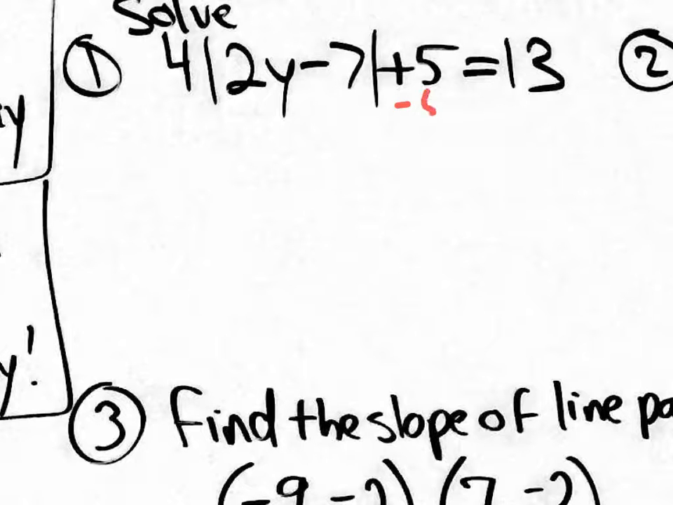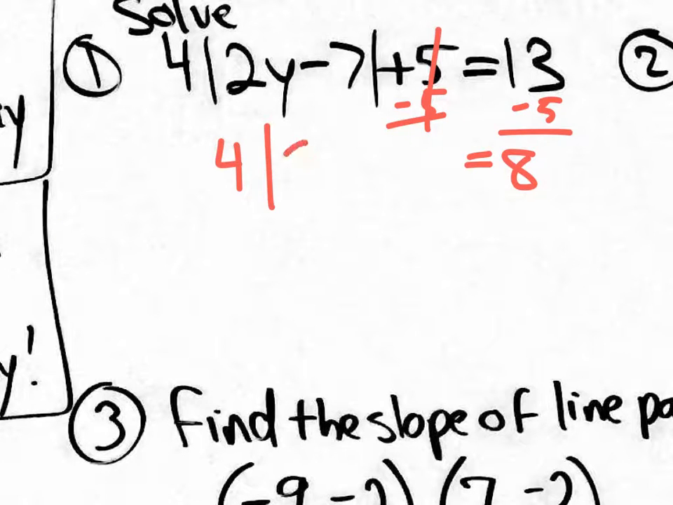We're going to subtract 5 from both sides. We'll get 8. You have an equal sign, bring down the rest. You have the 4 out in front, the absolute value, the 2y minus 7. Close the absolute value. And we're still isolating. I need to get rid of that 4, so I'm going to divide both sides by 4.